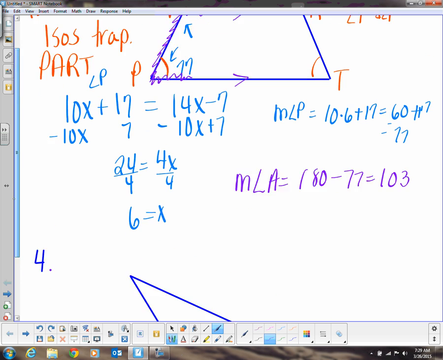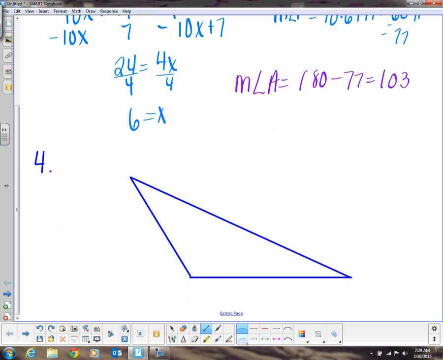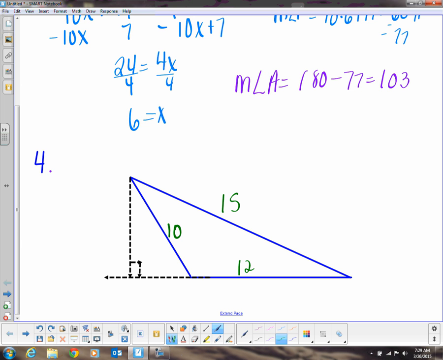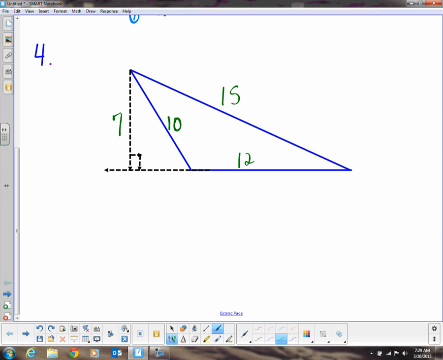All right. So what I did is, I extended this side, I dropped this down, and this is perpendicular. Then the numbers on this picture are 15, 12, 10, and 7. Now, looking at this, what numbers are on the sides of your triangle? 12, 10, 15. Is 7 a side? What is 7? How do you know?